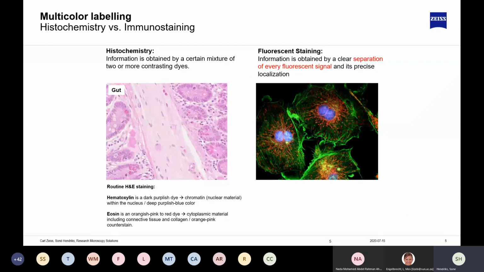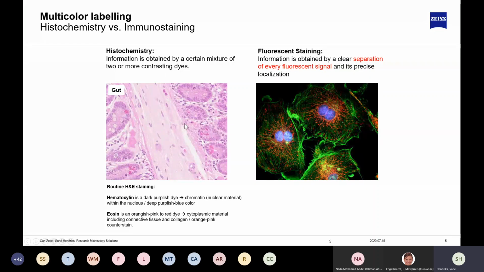The information that you obtain by a certain mixture of 2 or more contrasting dyes then is, as I mentioned, typically based on the environment. So what you should see if you do a H&E stain is a dark purplish dye in the chromatin or nuclear material, with the nucleus being a purplish-bluish color, and eosin, which sometimes appears orange or pink. It depends on the lighting that you use on your microscope what type of color you will see here.